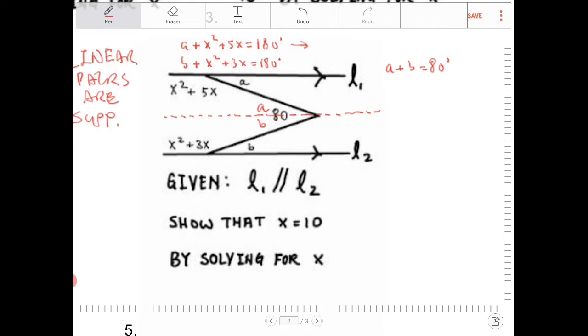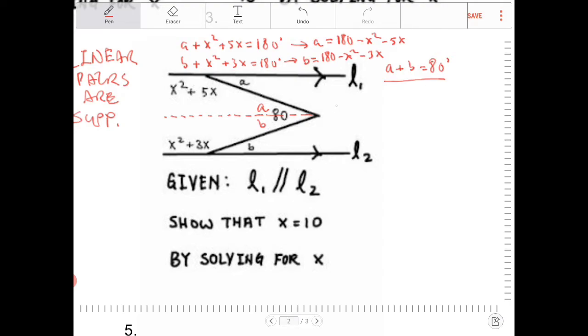I can therefore solve for A and B in terms of x. A is equal to 180 minus x squared minus 5x. I also know that B is equal to 180 minus x squared minus 3x. So knowing this fact, I can make the following substitution. I can substitute what A is into here and what B is into that same equation there.